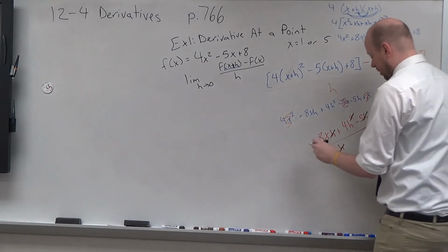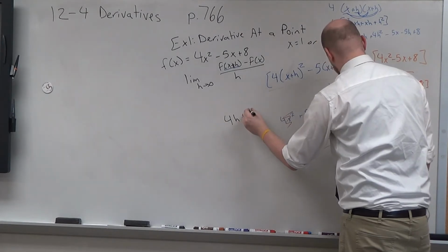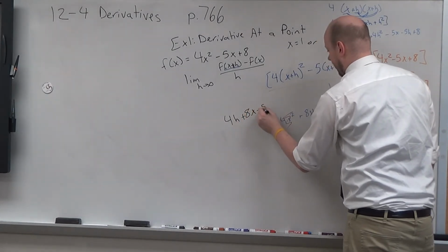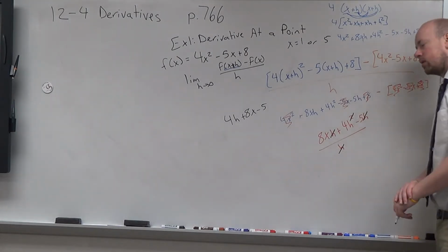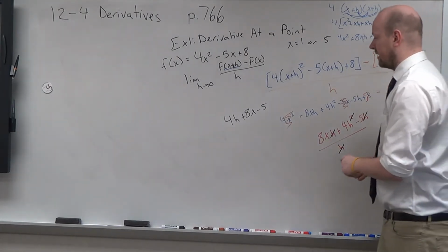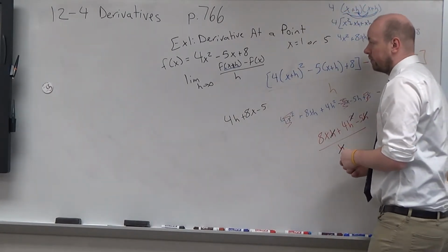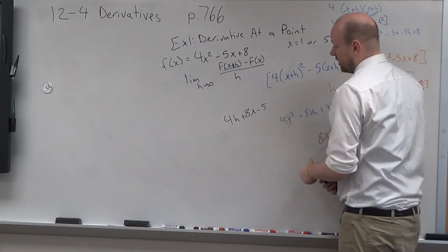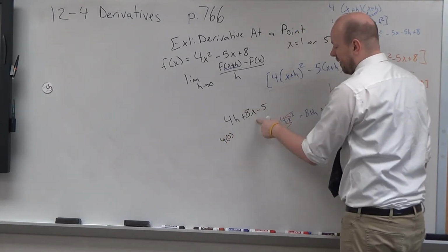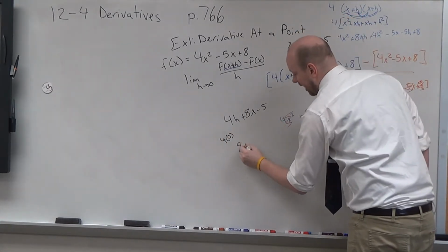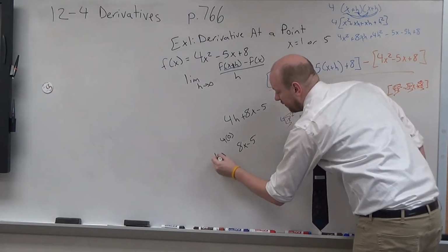So I get 4h plus 8x minus 5. I just reordered it. It's fine, because my limit still exists as h approaches 0. So as h approaches 0, I get 4 times 0, and I don't know anything about that, so I just get 8x minus 5. This would be my derivative function.